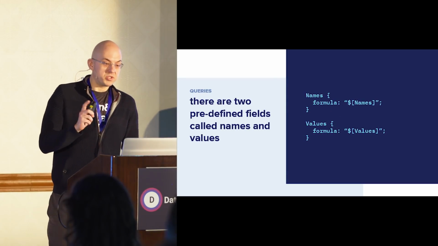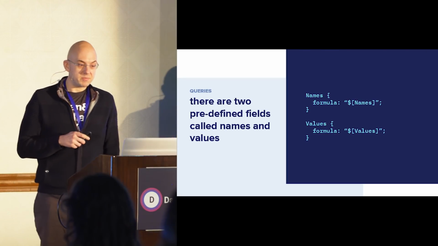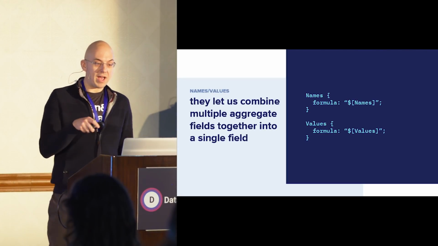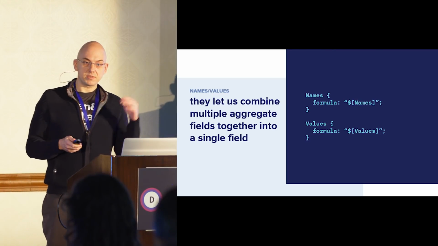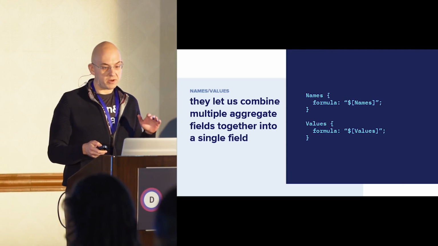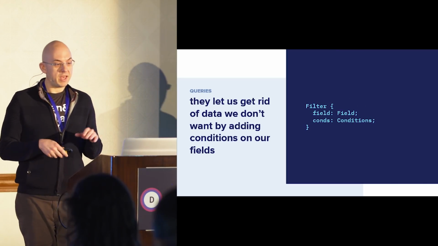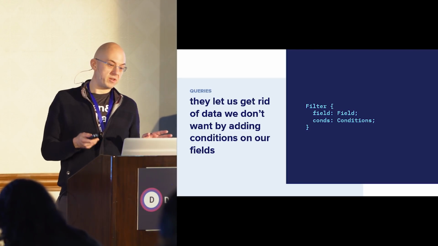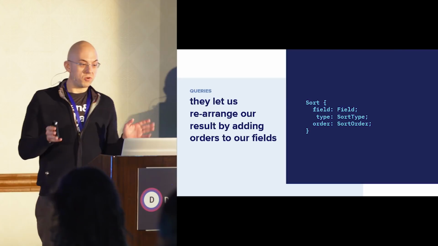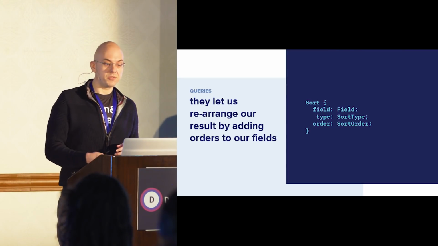There are two predefined fields that I'm going to use in some examples, so I want to point them out. They're called names and values. They let us combine multiple aggregate fields together into a single field. Don't worry if it doesn't make too much sense. We're going to have some examples, like I said. Hopefully that'll help you see how those are useful. We've got filters. Again, they just let us get rid of data we don't want by adding conditions, pretty self-explanatory. We have sorts, also hopefully self-explanatory. They let us rearrange our data by adding ordering to our fields.